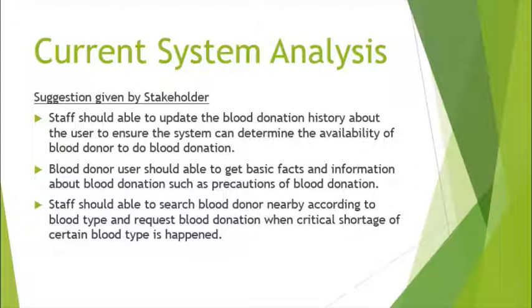And then the next suggestion is that the blood donor should be able to get the basic facts and information about blood donation, such as precautions of blood donation, through the mobile application. The last one is that the staff should be able to search for blood donors nearby according to the blood type, and then they can request a blood donation when a critical shortage of a certain blood type happens.